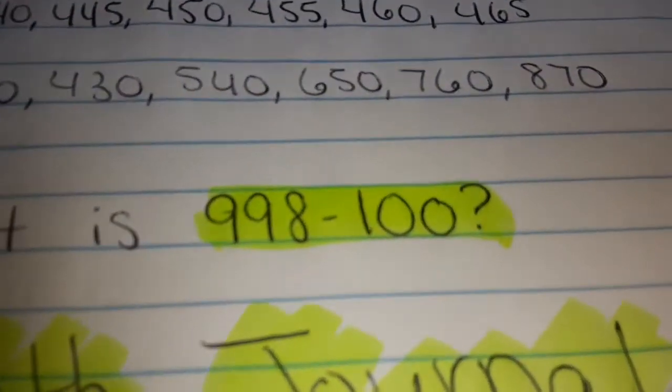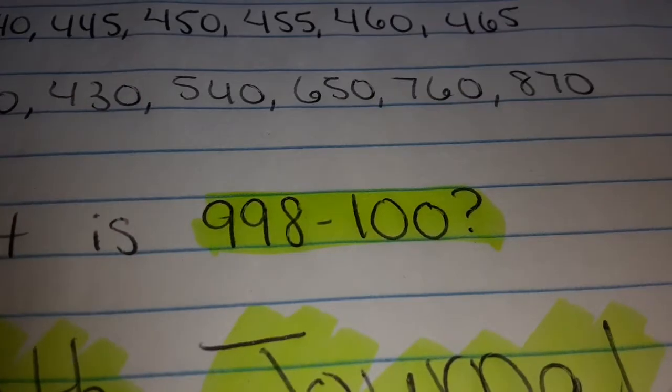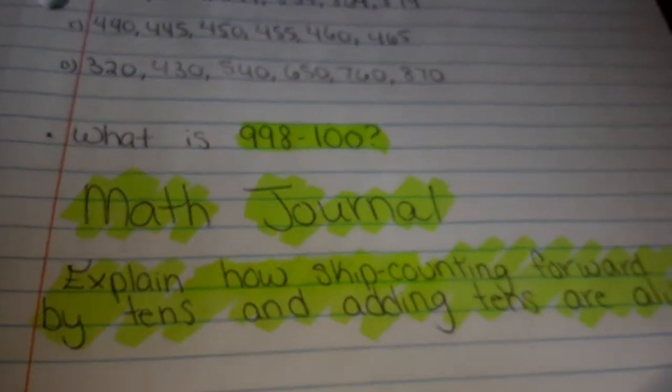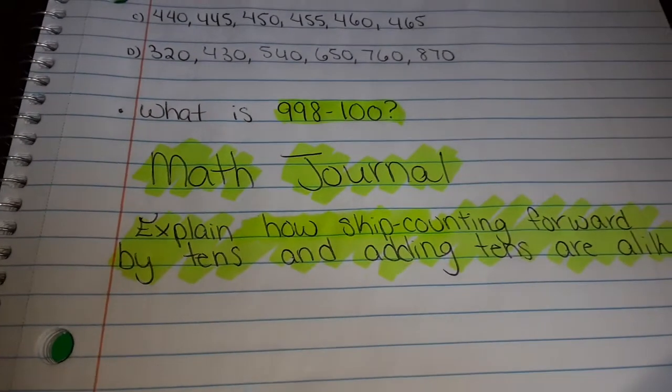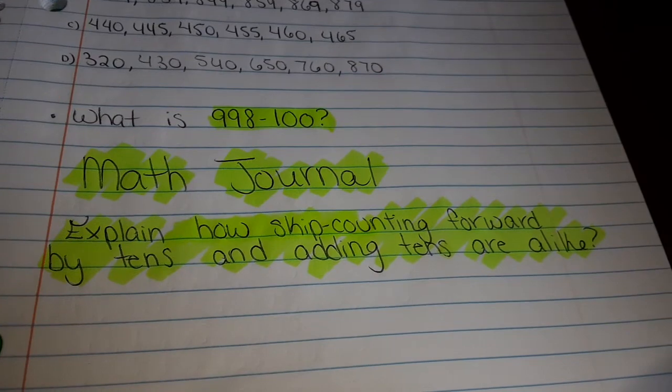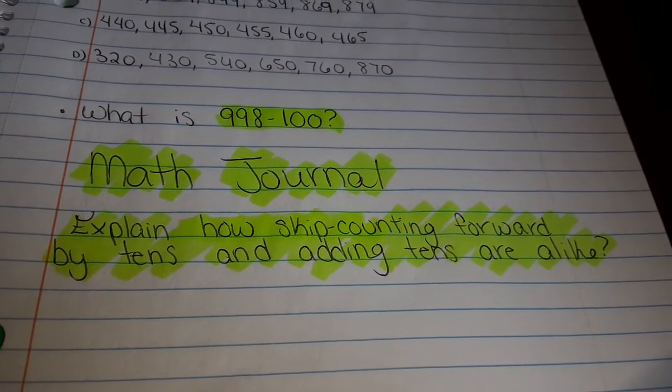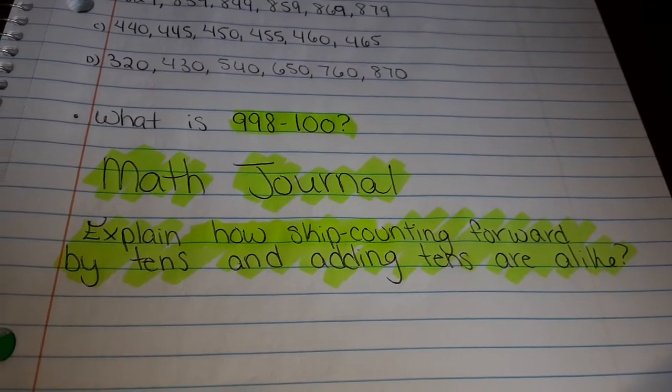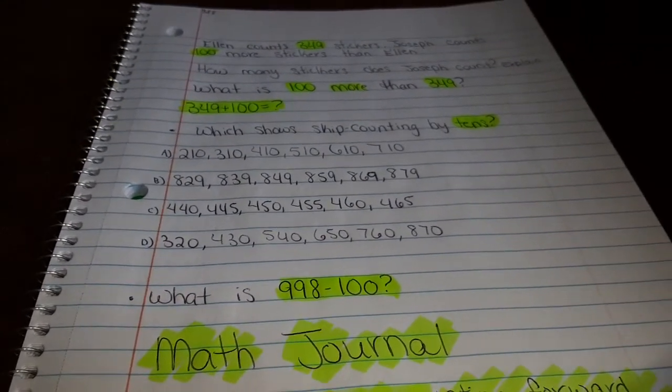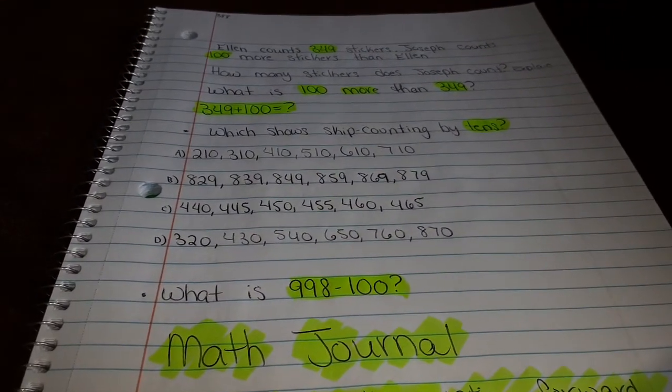What is 998 minus 100? And today's math journal is: explain how skip counting forward by tens and adding by tens are alike. I hope that I helped you get through this math. I know you can do it.